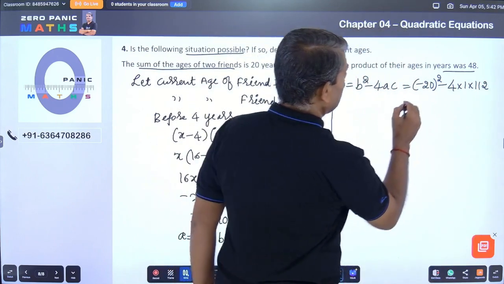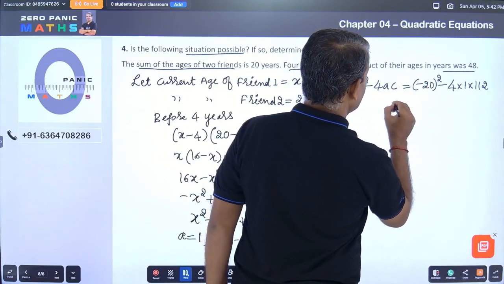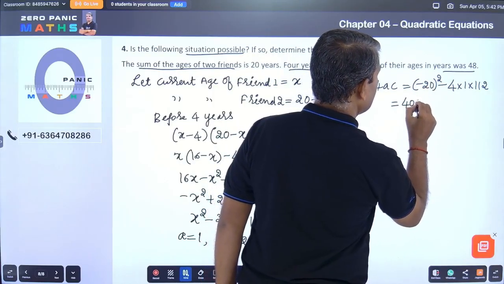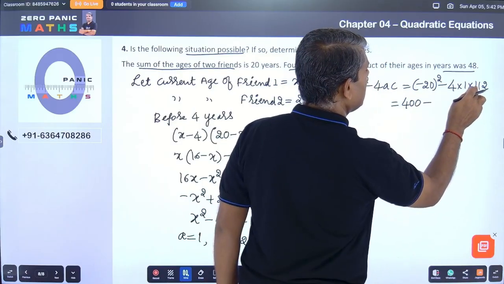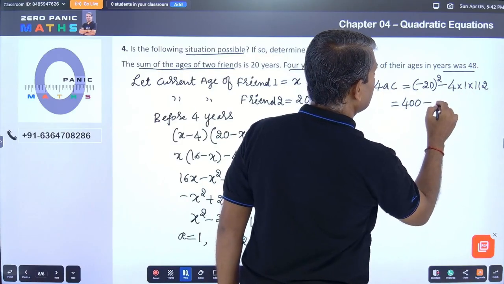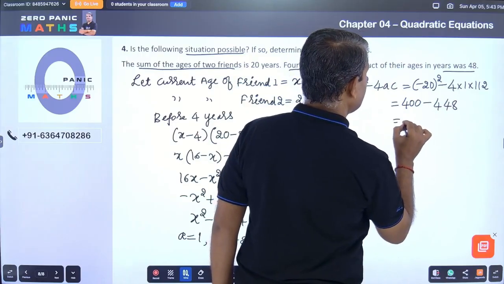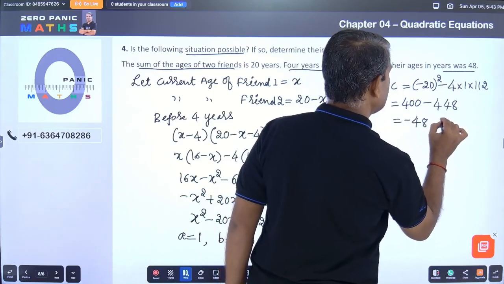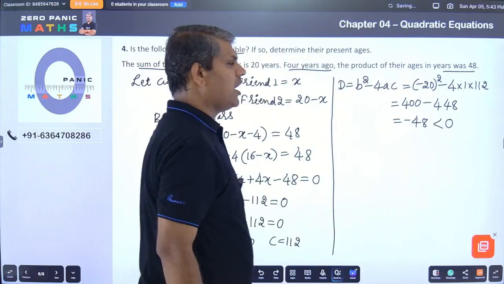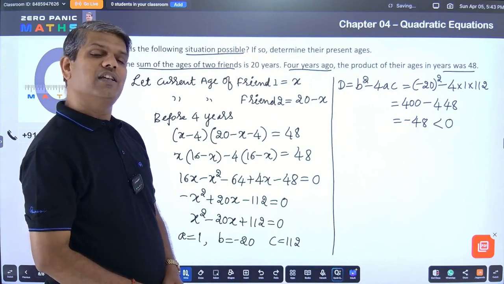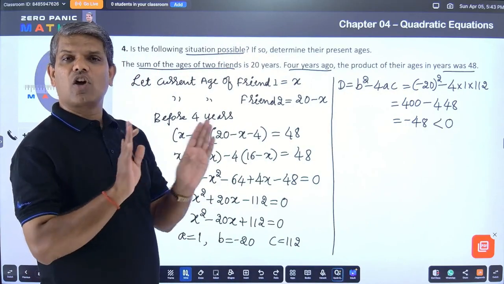Okay, and minus 20 square, which is 400, right? Minus 100, 400, 12 fours are 48, 448, right? 400 minus 448 will give us minus 48 as the result, and the discriminant value is less than 0. So the roots are not real.